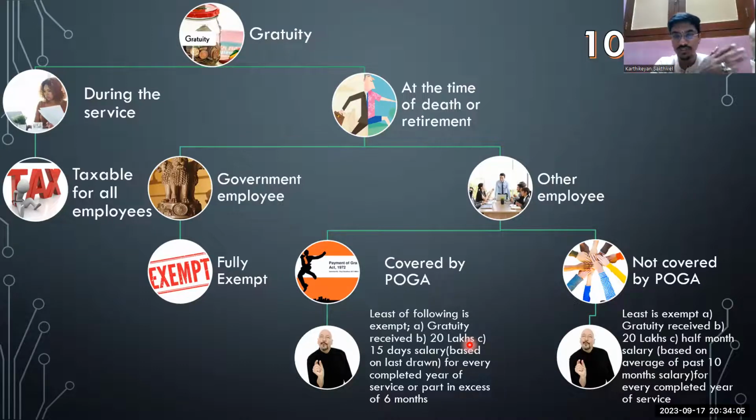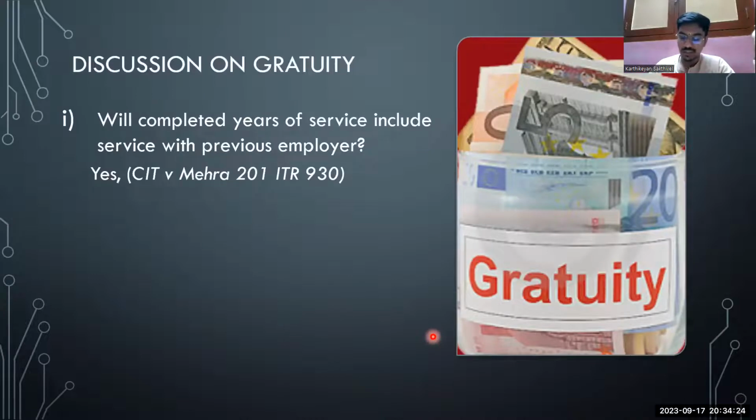Assume, for example, in the year 15-16, you received a gratuity and an amount of 15 lakhs is already exempt. In that case, you should not take it as 20 lakhs. You should take it as 20 lakhs minus the amount which is already exempt. Clear? So let me put it again.